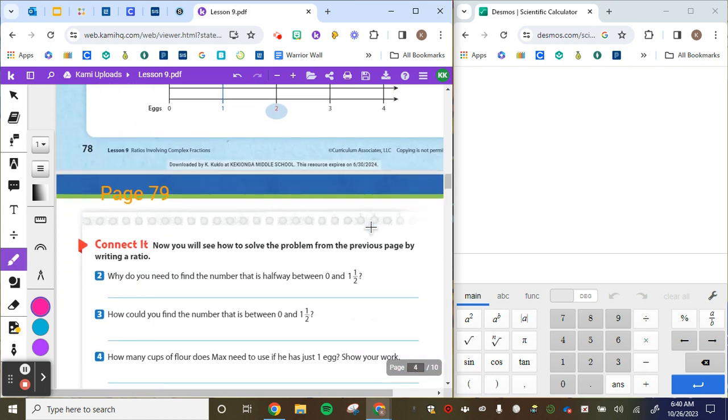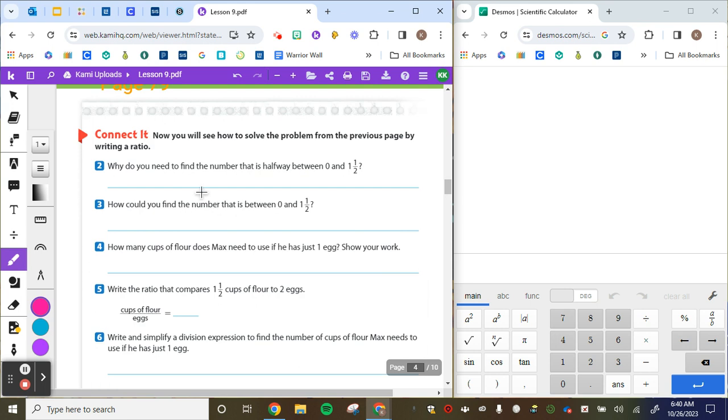So if you go to page 79, first our question says, why do you need to find the number that is halfway between 0 and 1 and 1/2? Well, we just figured that out: 1 egg is half of 2 eggs. So we have to halve the flour also. So why did we have to do that? Because we need half as much flour. So we also need half the amount of flour.